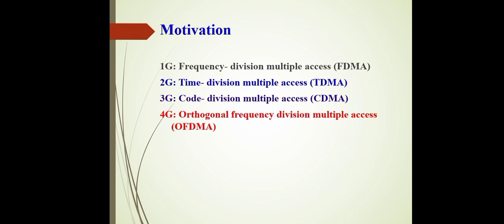In the first generation of mobile communication, we were using frequency division multiple access, that is FDMA. In the second generation, we were using time division multiple access, that is TDMA. In the third generation, code division multiple access, that is CDMA. In the fourth generation, orthogonal frequency division multiple access, that is OFDMA. And in the fifth generation, the most promising candidate is NOMA, that is non-orthogonal multiple access.